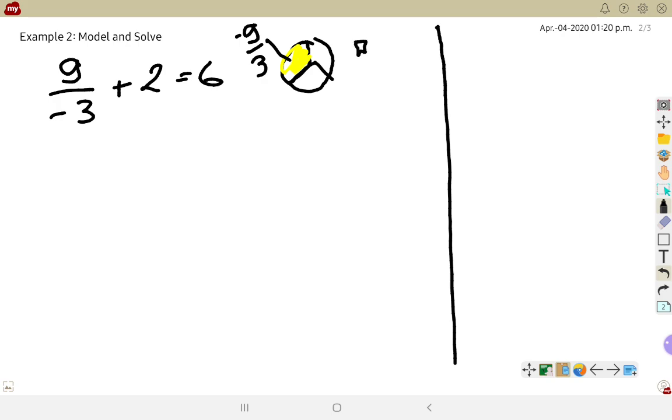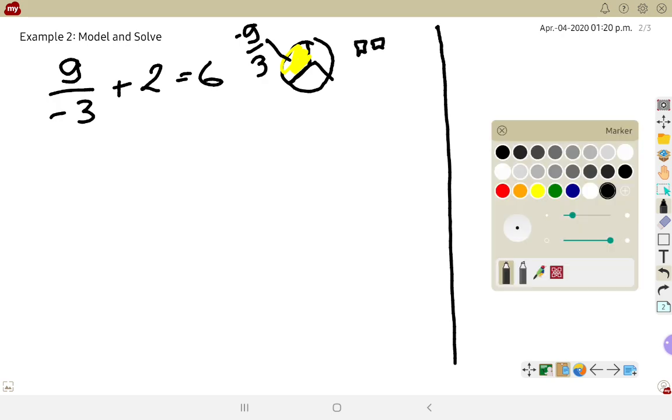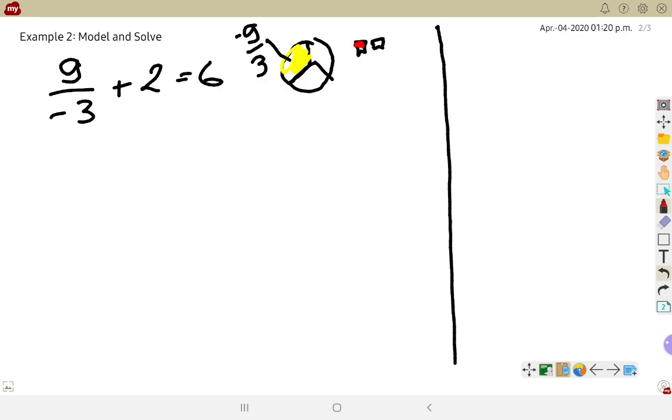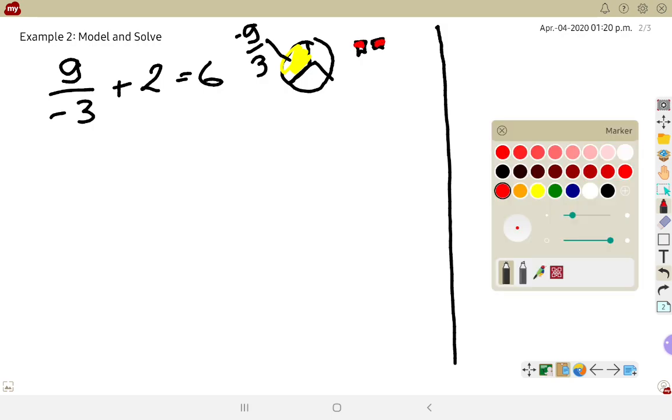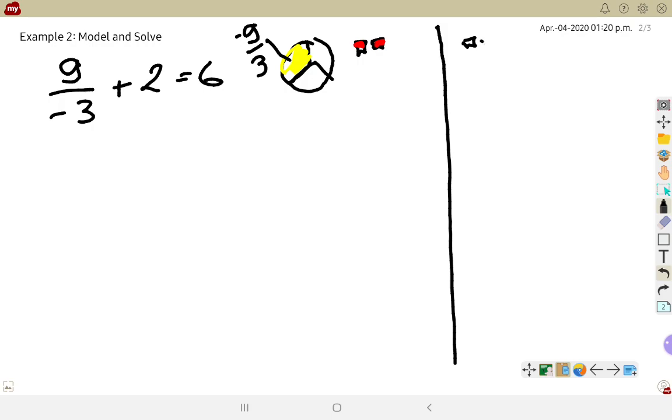We also have 2 positive 1s on the left hand side, so we'll draw those in. And then on the right hand side we've got 6 positive 1s. Okay, and we'll color all those in too.